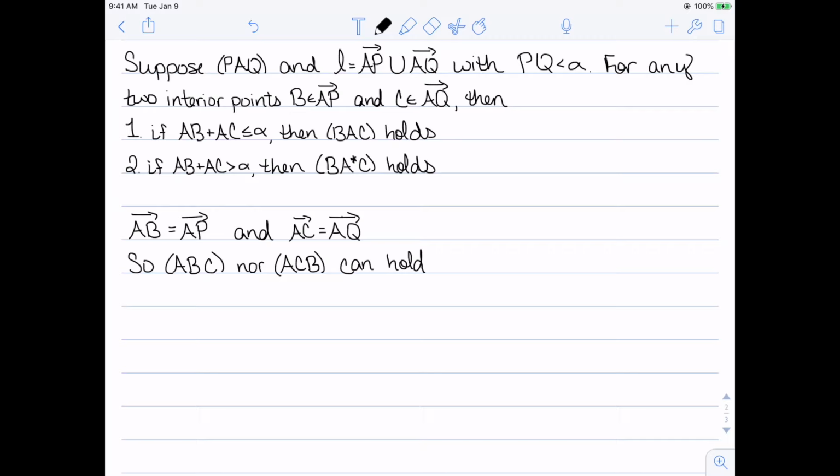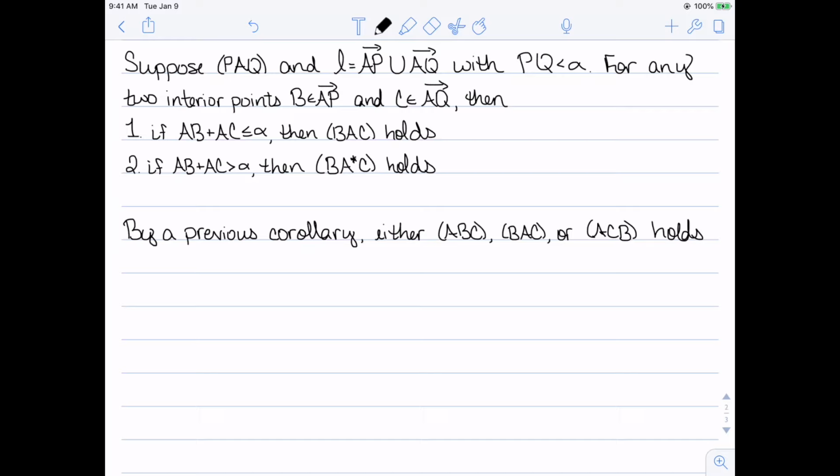If either one of these holds, then the rays AP and AQ are the same, and that would contradict my initial PAQ. So now that we've done that, let's start by proving this theorem, and let's start with part 1. For the first one, by a previous corollary that I proved in the last video, either ABC, BAC, or ACB holds. However, we just stated that ABC can't hold and ACB can't hold, therefore we have to have that BAC holds. So that gives us part 1, and we can start looking at part 2.